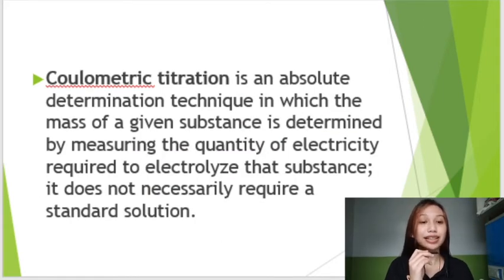The coulometric titration is an absolute determination technique in which the mass of a given substance is determined by measuring the quantity of electricity required to electrolyze the substance. It does not necessarily require a standard solution.